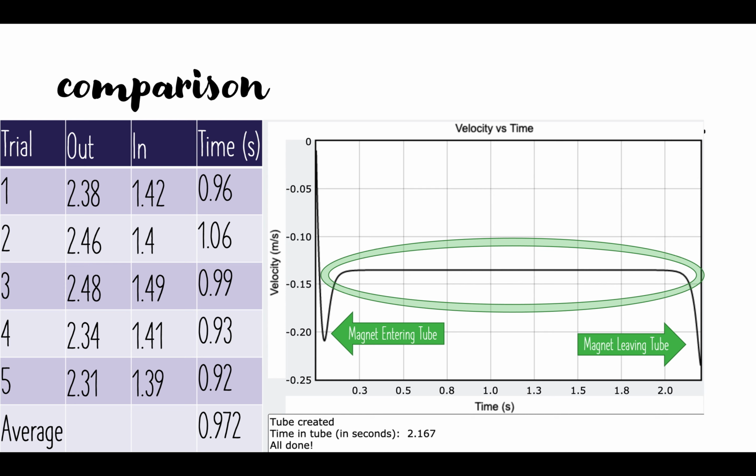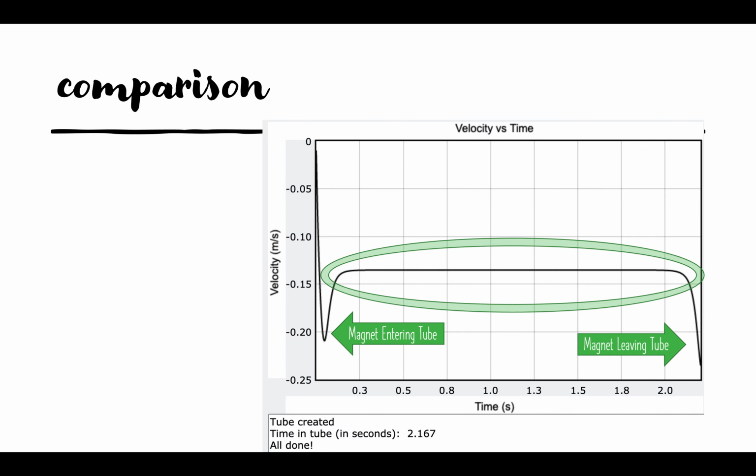Comparing the time in the tube from my code to the average time recorded, the time in my experiment is smaller, which is likely caused by my magnet not falling evenly through my tube and therefore not evenly experiencing the effects of the magnetic force to slow the bar down.